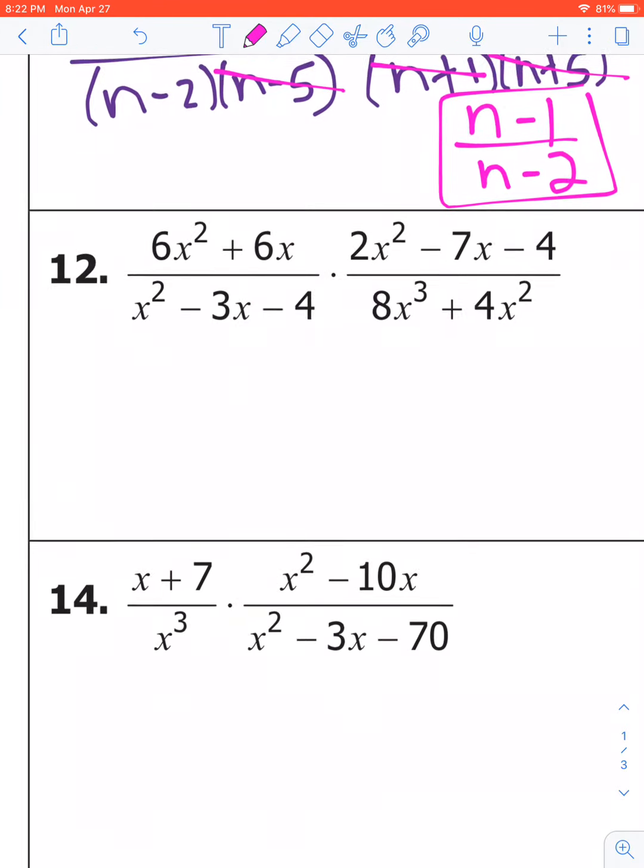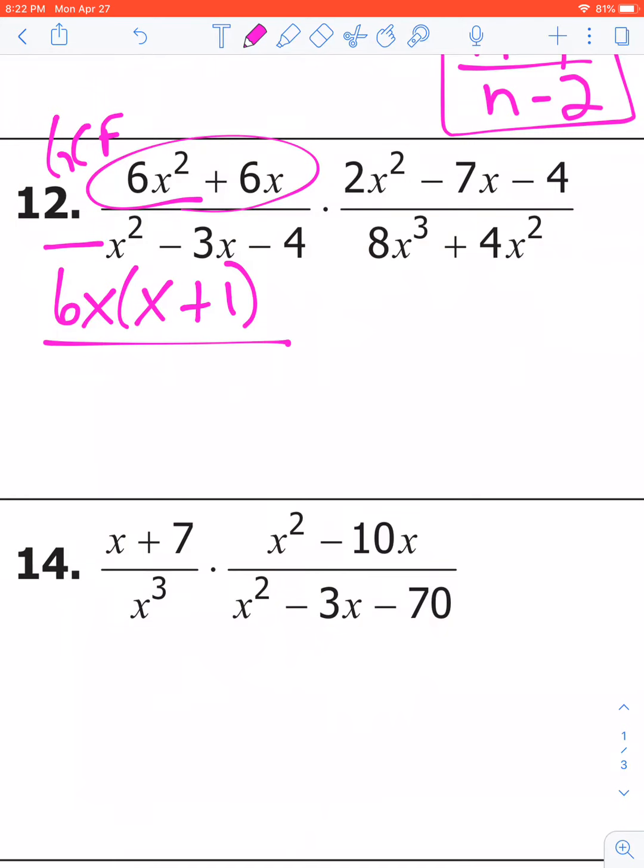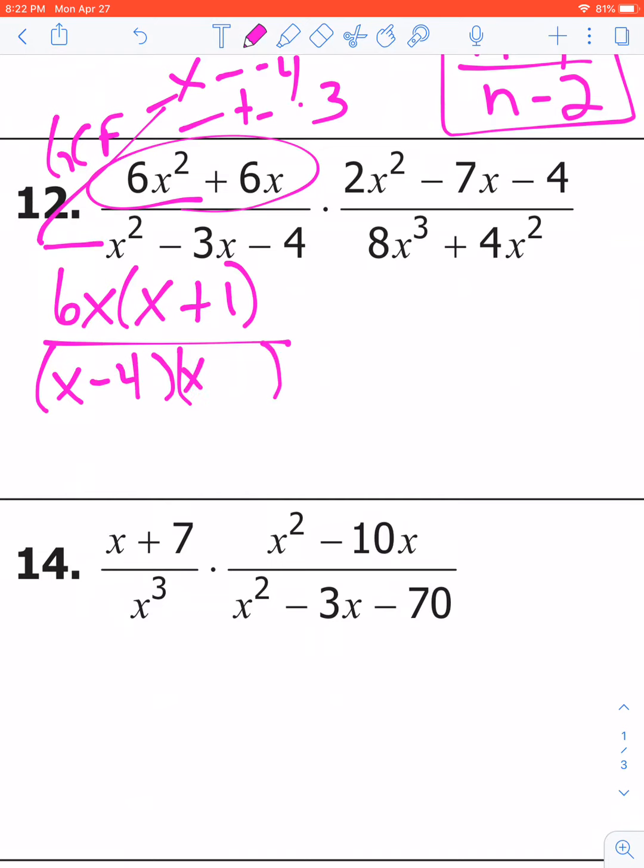Number 12. On number 12, if I look at the numerator, it has a GCF of 6x. In the denominator, I need to find two numbers that multiply to negative 4 and at the same time add to negative 3. And those answers are going to be x minus 4 and x plus 1.